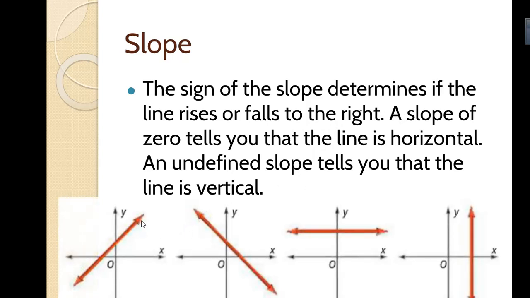Positive slope is up to the right. Negative slope is down to the right. We have a 0 slope, horizontal, and an undefined slope.